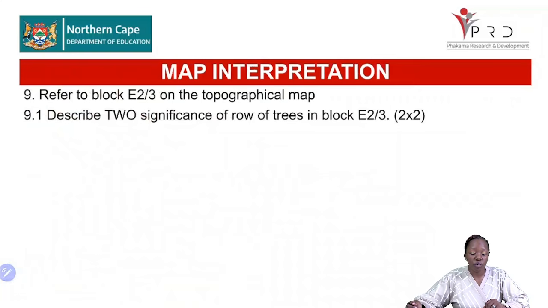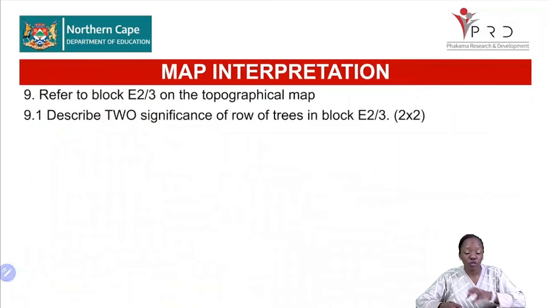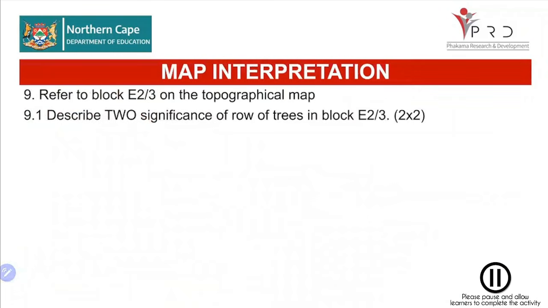So now we need to be able to identify the significance. Significance means the importance. Why are the row of trees there? What is it that makes it important for it to be located in that area? So 2 times 2, I'm going to give you 3 minutes, and then after 3 minutes, we proceed to the corrections.